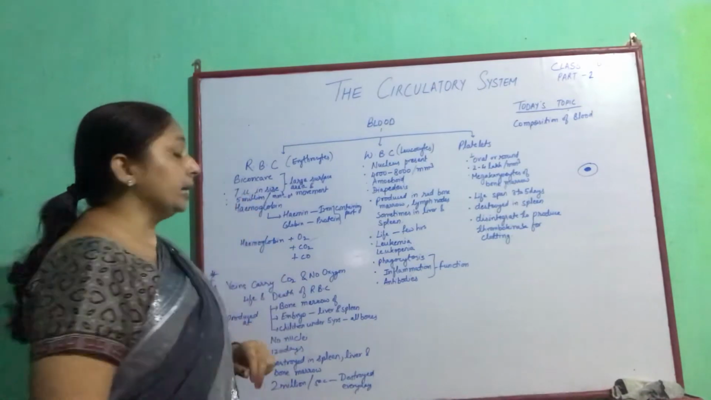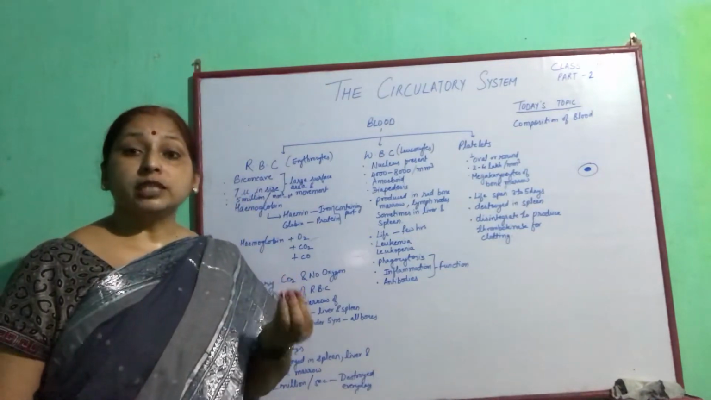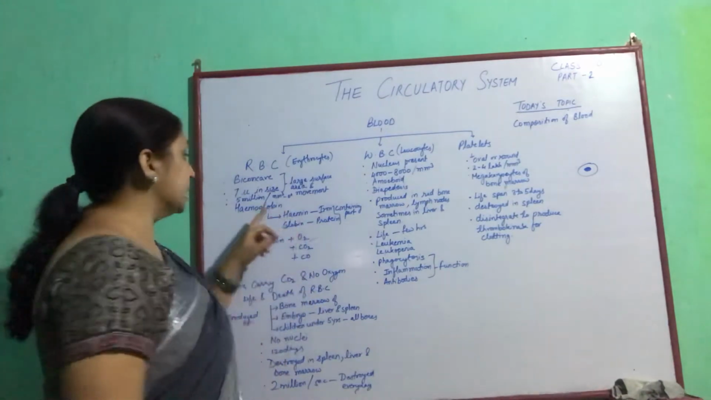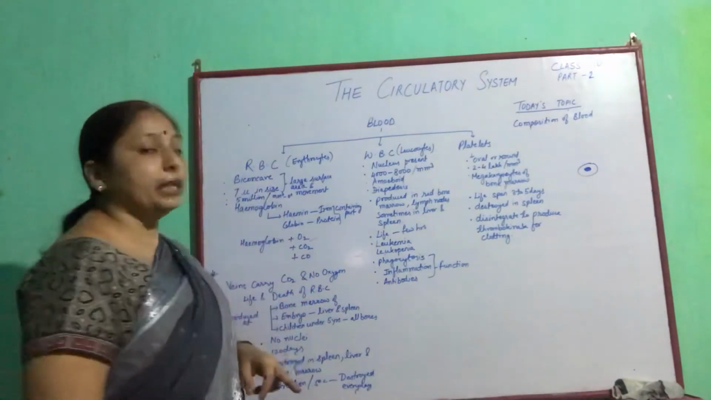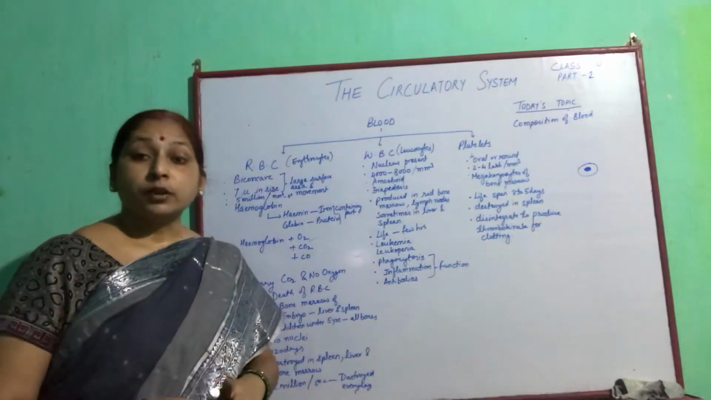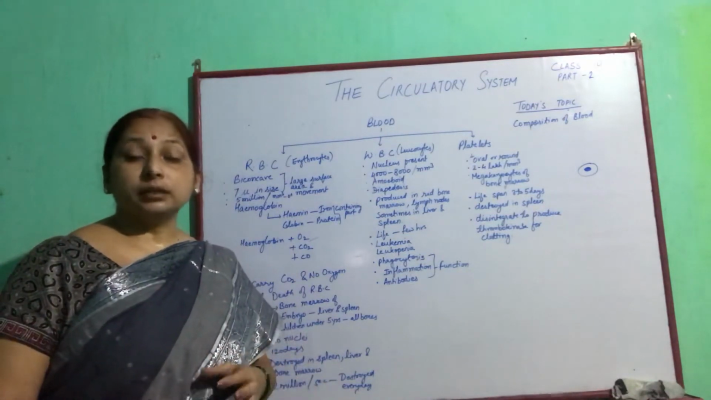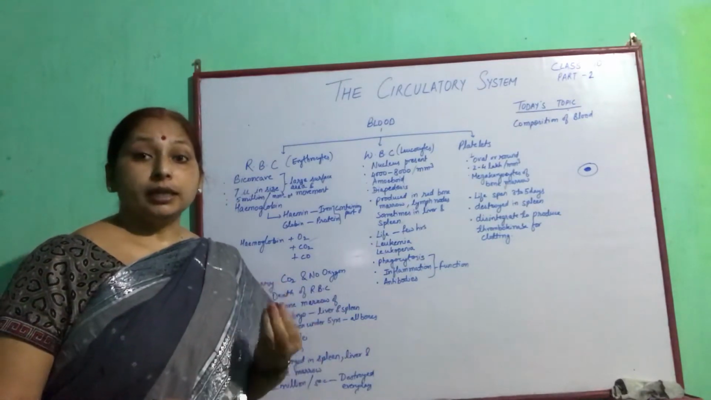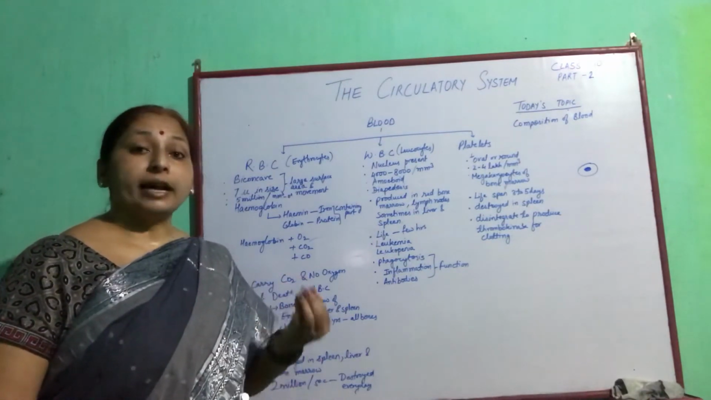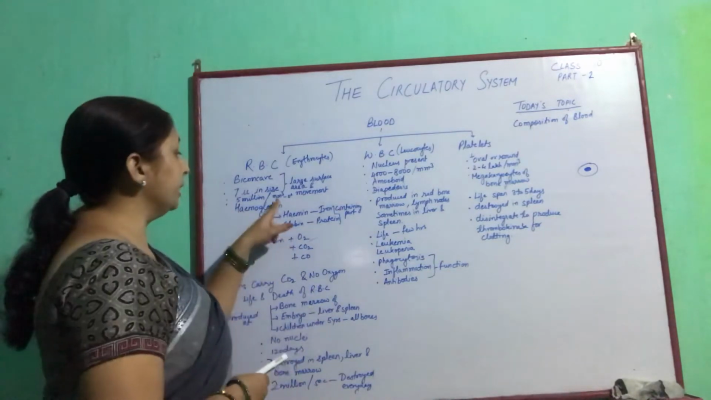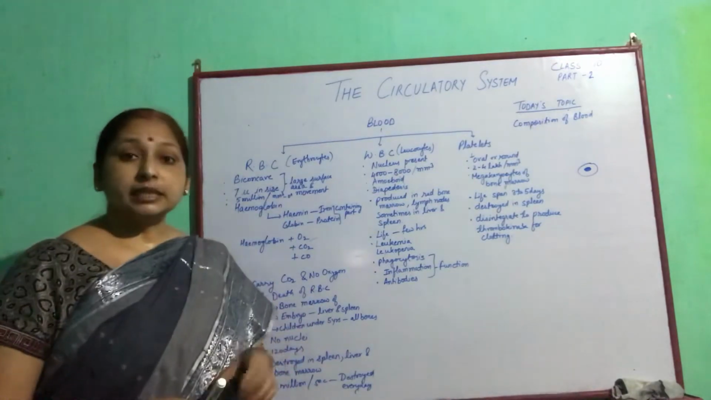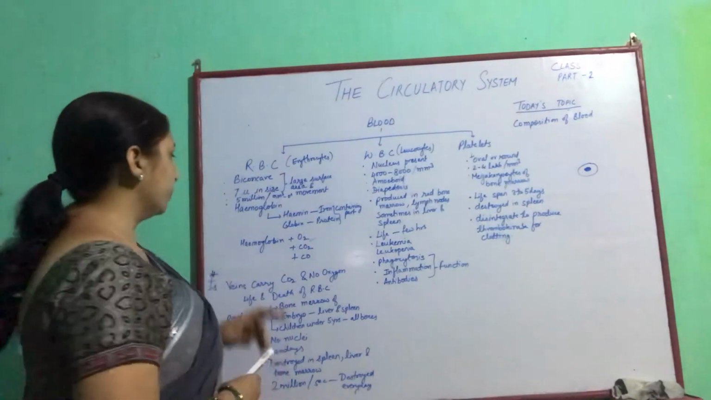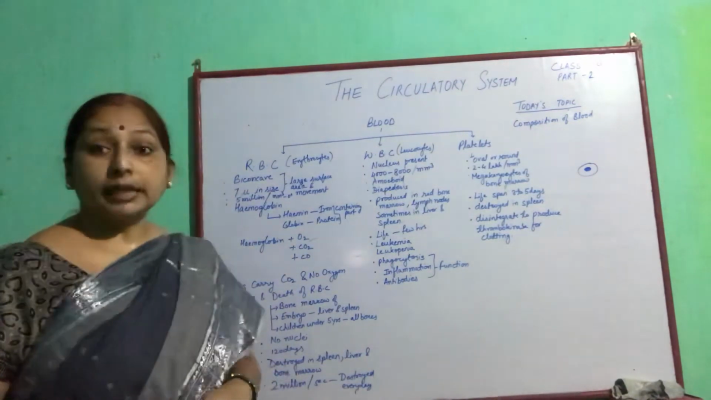Then the amount or volume of RBC present in an adult male is 5 million per millimeter cube, while in females it is a little less, that is 4.5 million per millimeter cube. Next is what it contains.